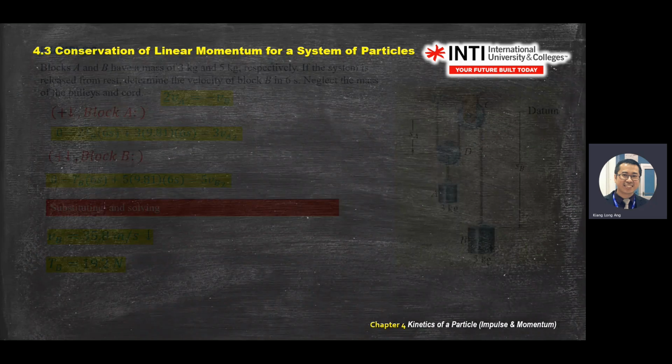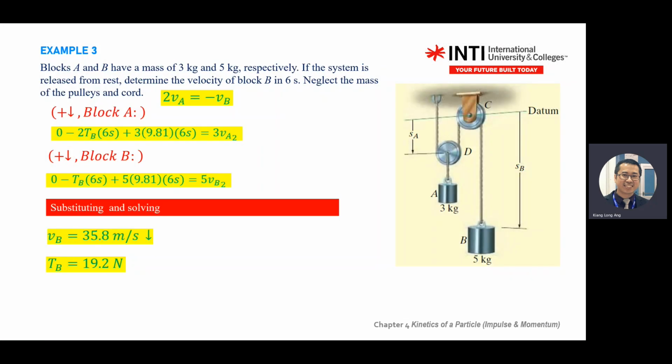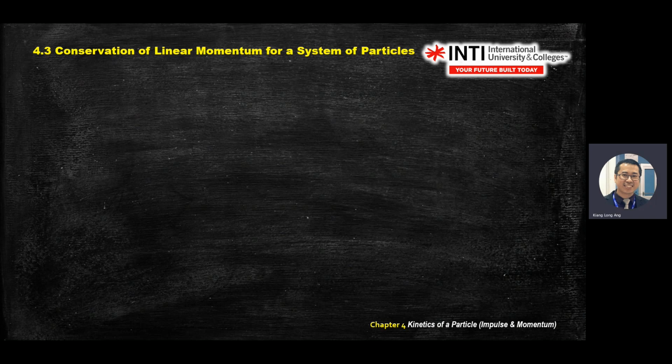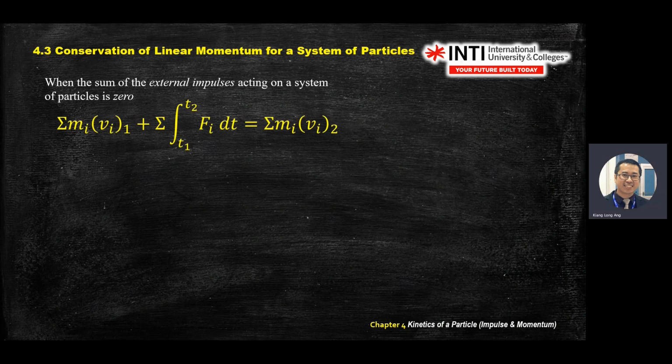Okay. We have spent lots of time explaining the principle of linear impulse and momentum. Now we go into conservation of linear momentum for a system of particles. When I talk about conservation, it means something is preserved. Previously, when we talked about the principle of linear impulse and momentum, we had the equation that you see on the screen here: mv plus the integral of F dt equal to mv.